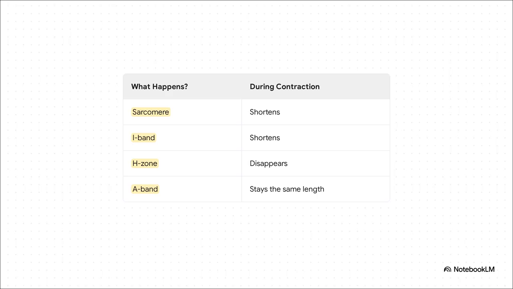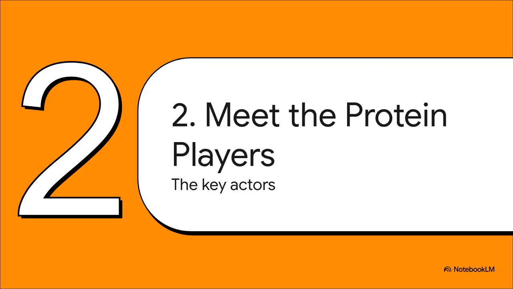Now get this, when a muscle contracts, the filaments themselves don't actually get shorter. Nope. Instead, they just slide past each other. And as they slide, the whole sarcomere shortens up, those light I bands shrink, and that H zone right in the middle, it pretty much disappears. But look closely. The dark A band stays exactly the same length. That's the key.